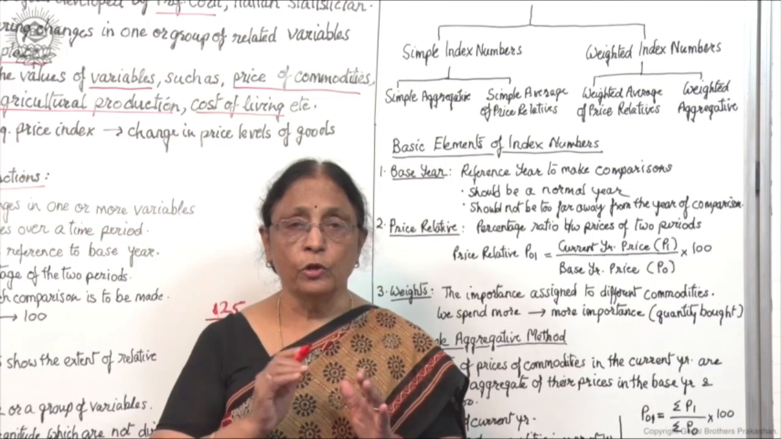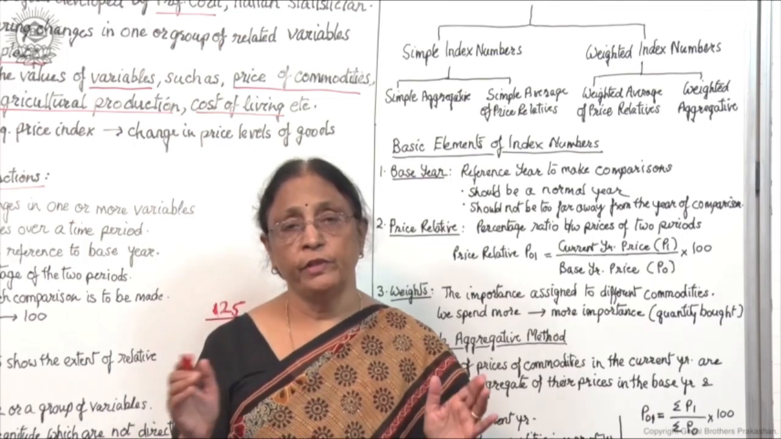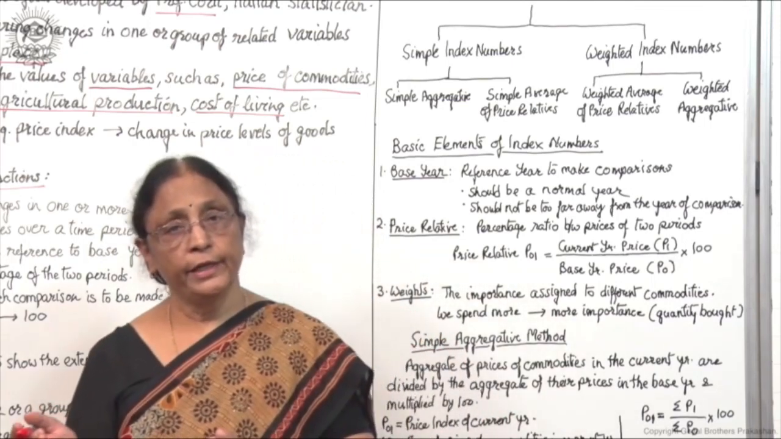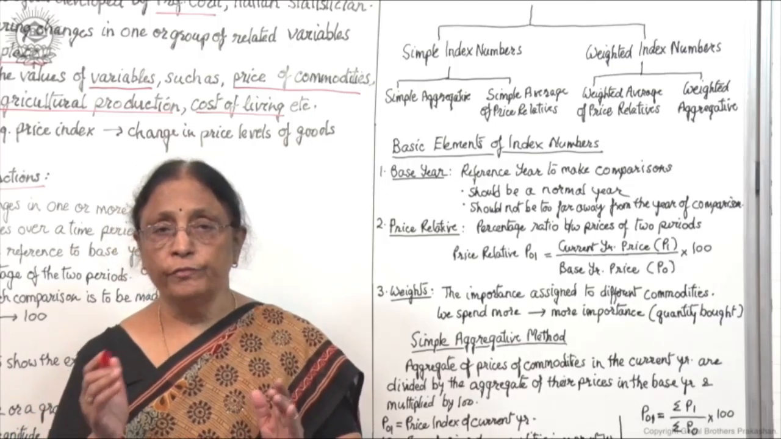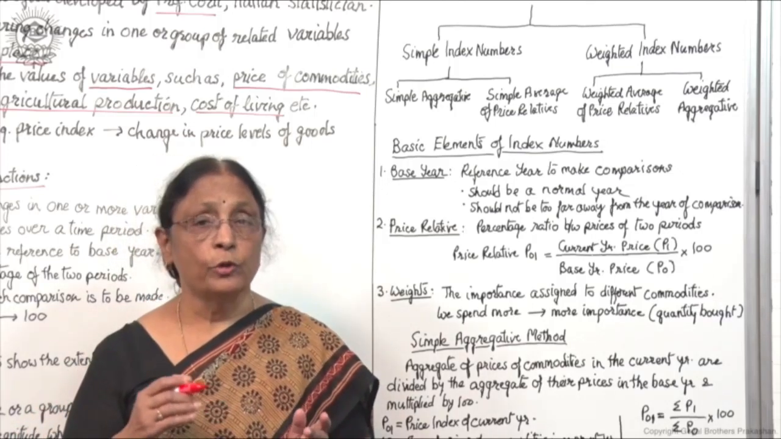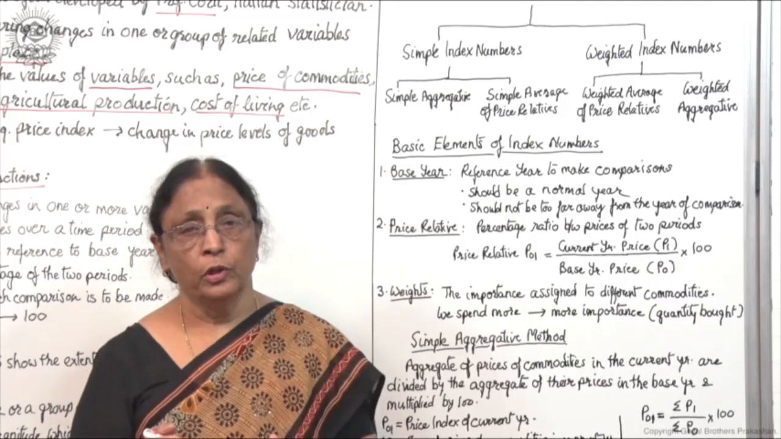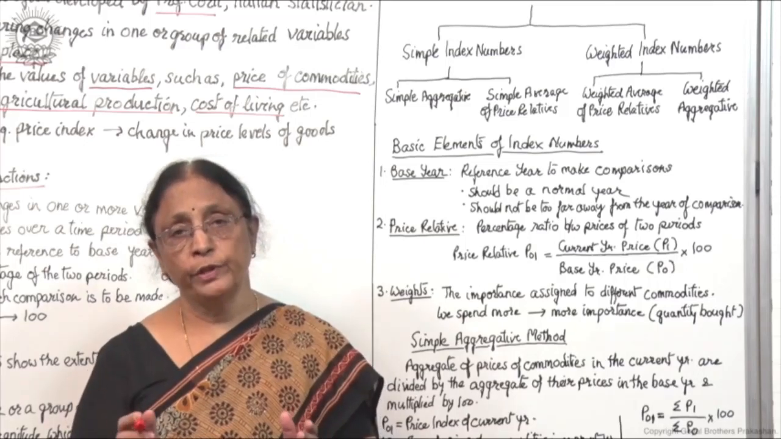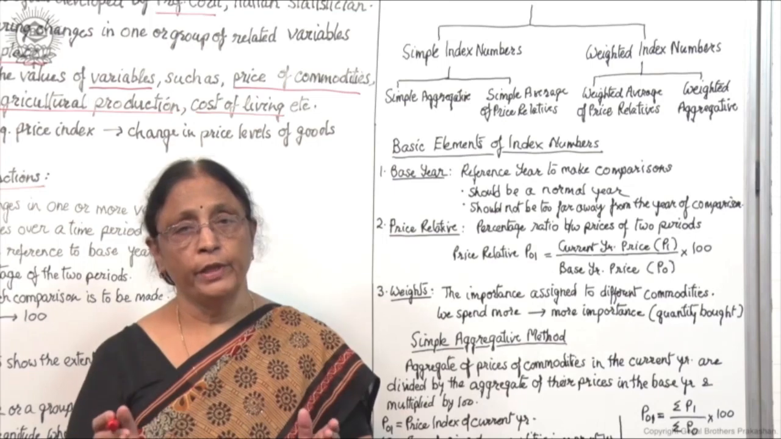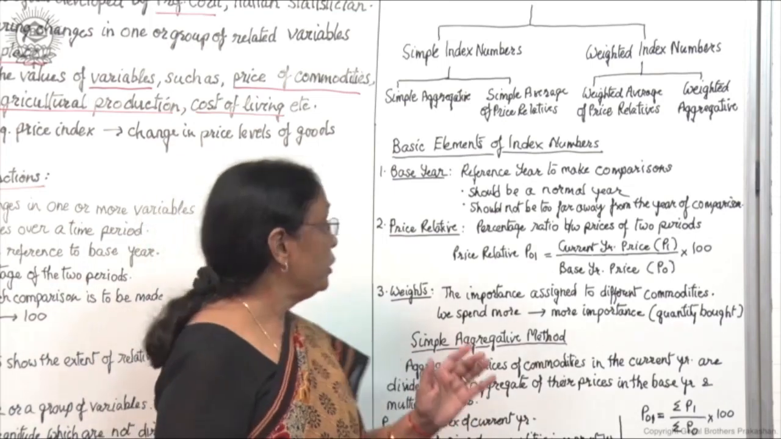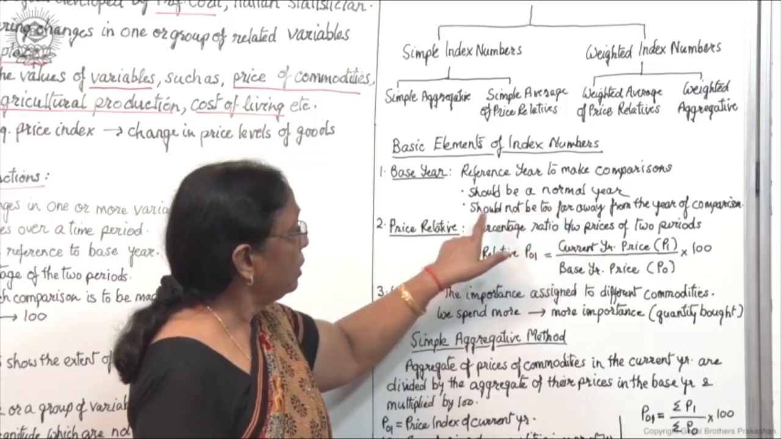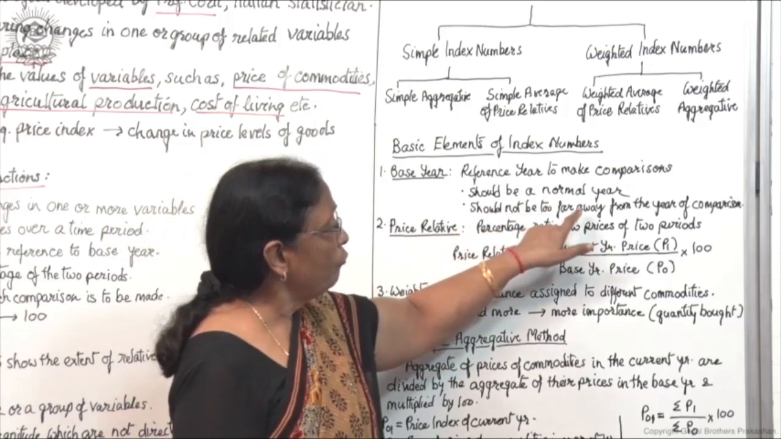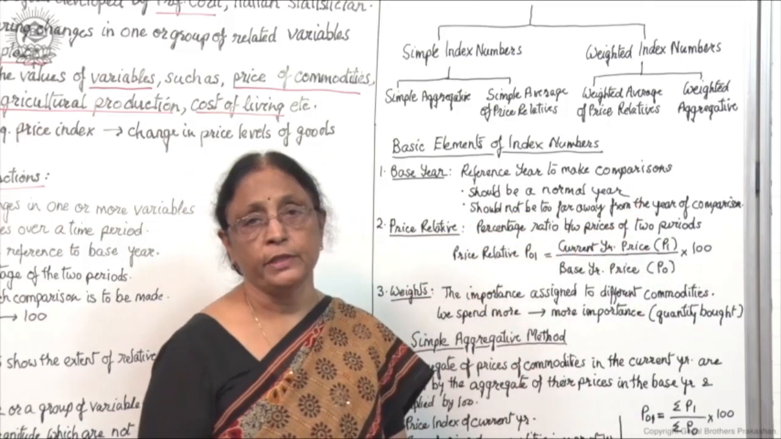So there should not be a vast difference between the base year and the current year, right? It should not be very far, and it should not be very close also. At least a 2-3 years gap should be there. Then only you can compare the prices. So two things: it should be a normal year, and second, it should not be too far away from the year of comparison.